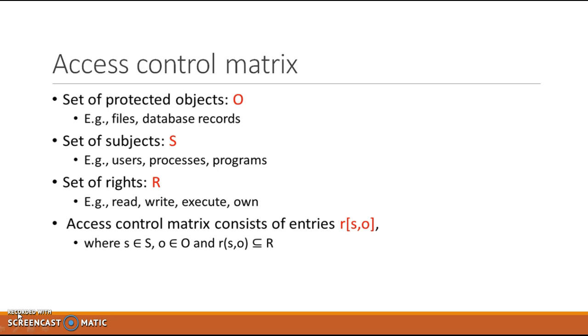So the access control matrix can be represented as different entries, like R is composed of S comma O. Where small s is a subset of S, the subjects, and small o is a subset of O, the objects, and generally we can represent that small r is a subset of S and O, where all these belong to the R rights.